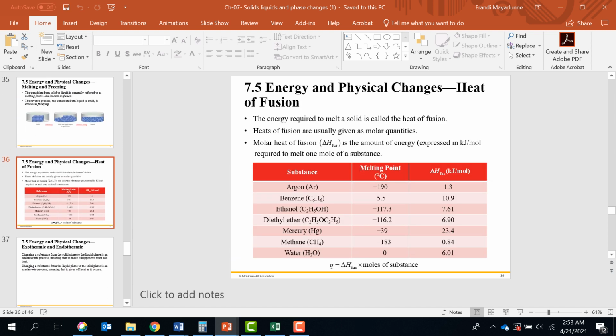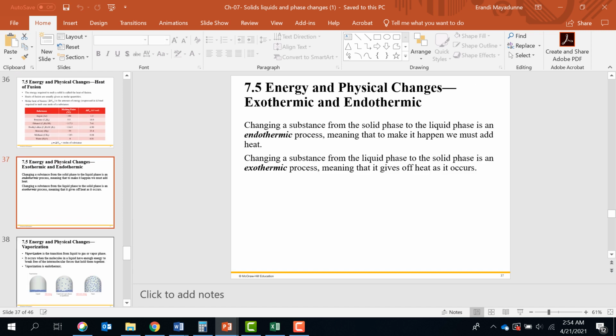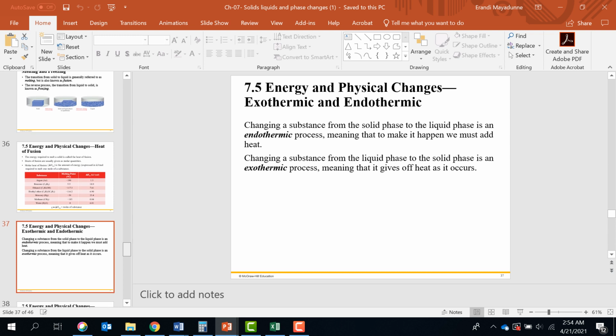The energy for the physical change is called heat of fusion. The energy required to melt a solid is called heat of fusion. The heat of fusion values are given. So let's go to this process.